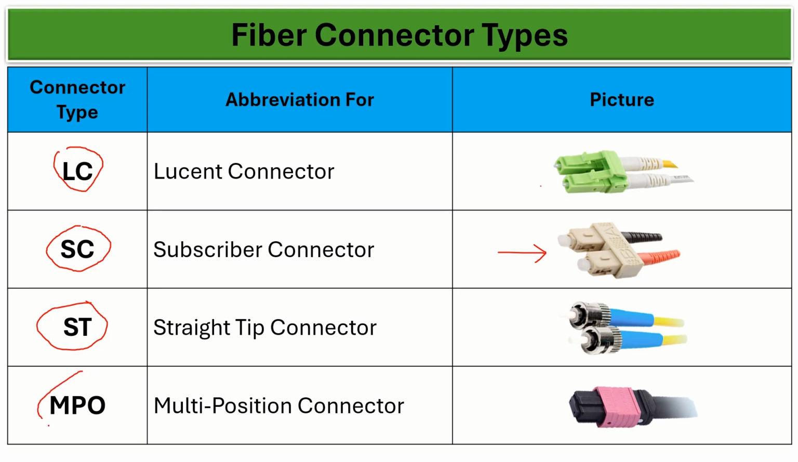Lastly, we have MPO, which is the multi-position connector. It is more of a push on and push off connector, and the best part is the density the MPO connector provides. 24 fibers in one ferrule can take place. That is why its density in the rack space is amazing, and that is where it is primarily used.